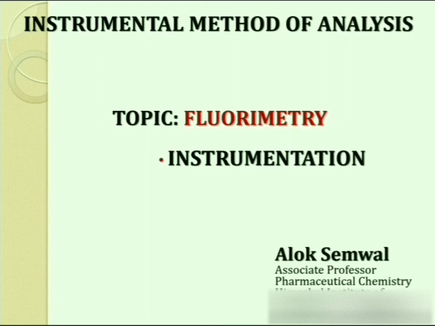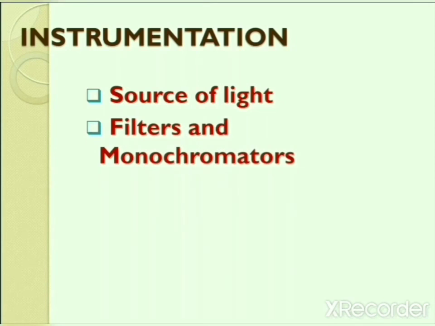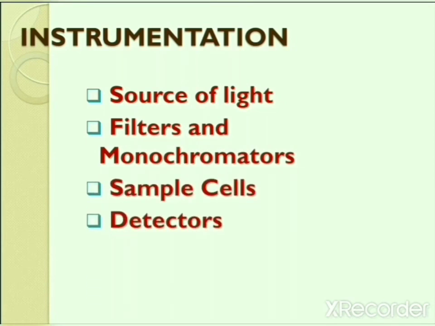Instrument used in fluorimetry is fluorimeter. Fluorimeter is a device used to measure parameters of visible spectrum fluorescence. These parameters are used to identify the presence and amount of specific molecules in a medium. Fluorimeter is composed of various important parts. These parts are source of light, filters and monochromators, sample cells, and detectors.